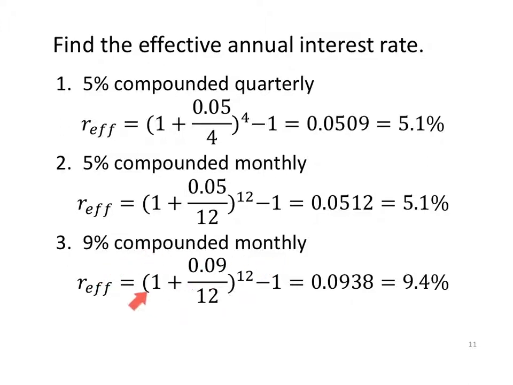9% compounded monthly, 1 plus 0.09 divided by 12 to the power of 12, minus 1, gives me 0.0938, so we'll call that a 9.4%. As you're doing your homework, pay attention to the details and what the problem is asking for. Is it asking you to round to 1 decimal place percentage? Maybe it's asking you to round to 2 decimal places for the percentage. Alright, pay attention. If you're using WebAssign like we do at UTEP, I think it's 2 decimal places, which is not what I used here in this example.